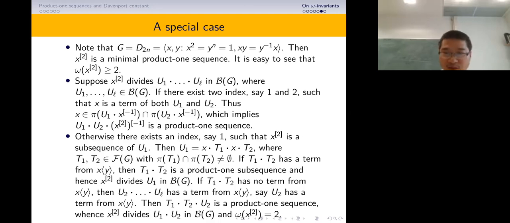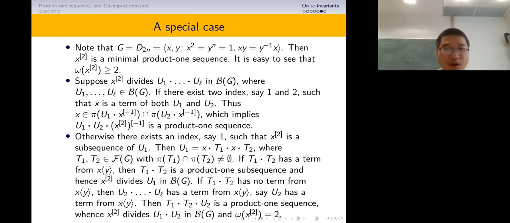If the sequence t1, t2 has a term from x times the subgroup generated by y, then t1, t2 is a product-1 subsequence. And hence, the sequence x to the power 2 divides u1 in B(G). If t1, t2 has no term from x times the subgroup generated by y, then u2 times up to ul has a term from x times the group generated by y.